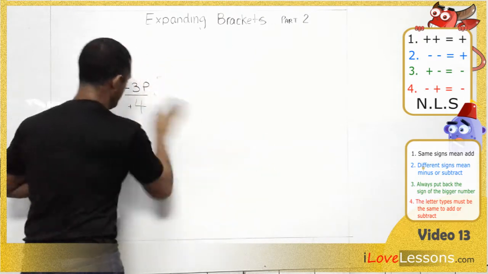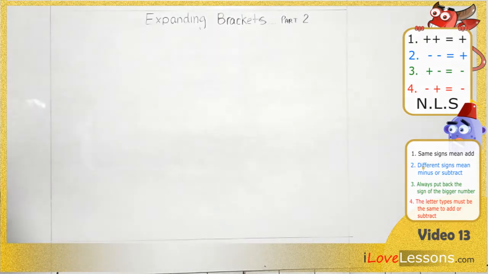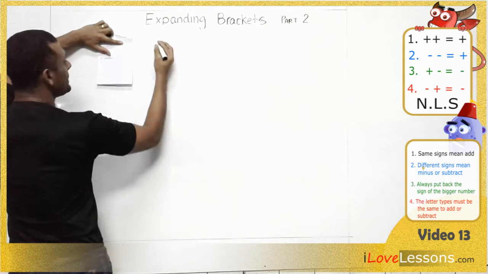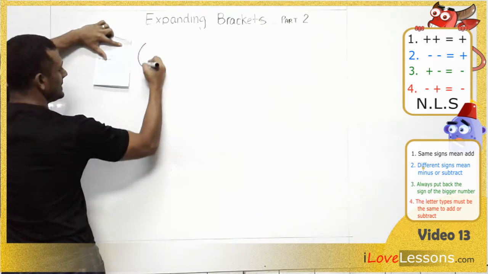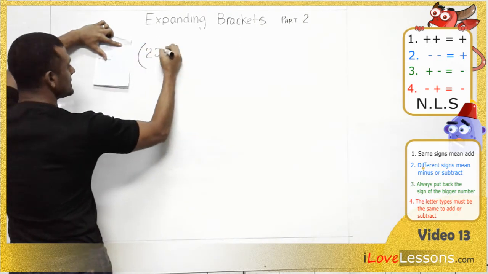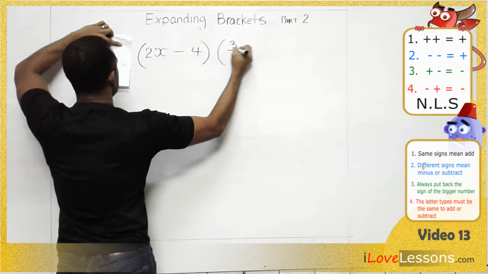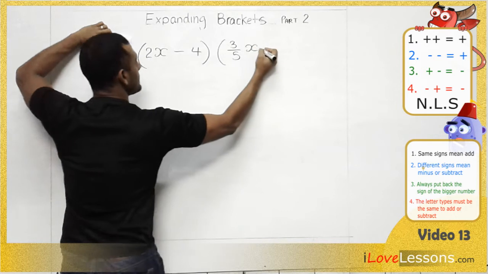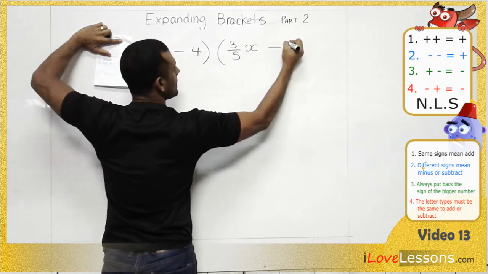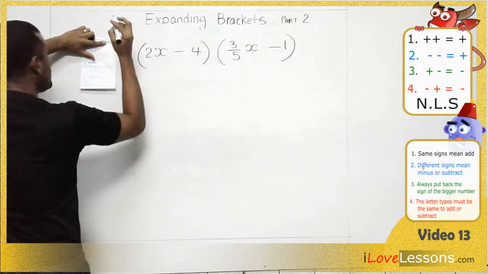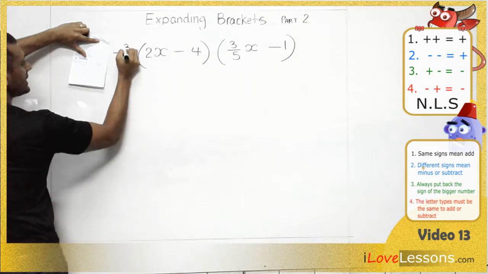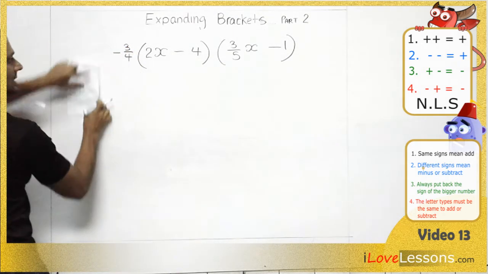Alright, let's see. So, let's put 2 pairs of brackets now. We have 2x minus 4 in brackets, we have 3/5 x minus 1. And outside, we're going to have minus 3 quarter.